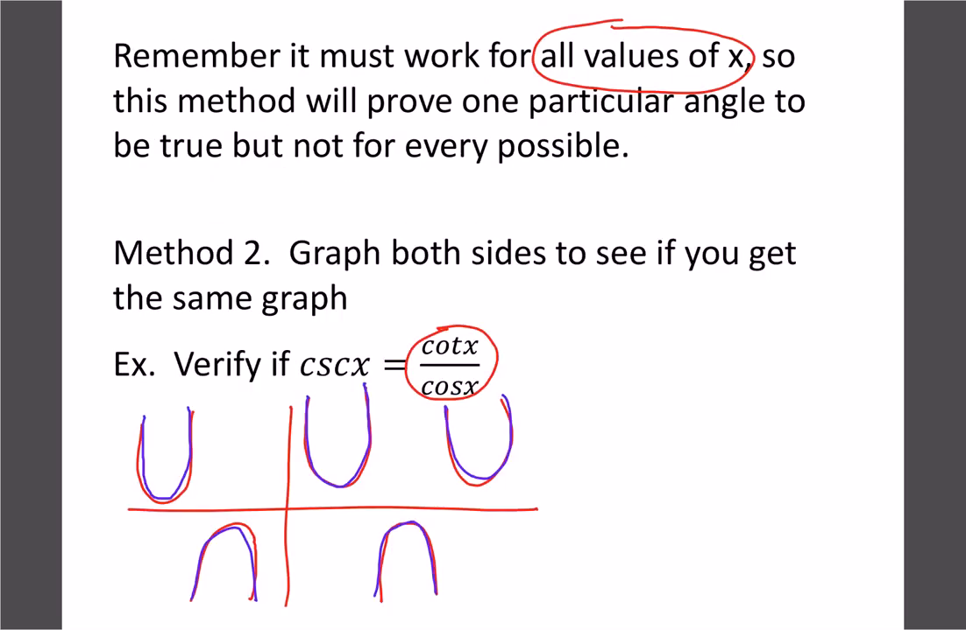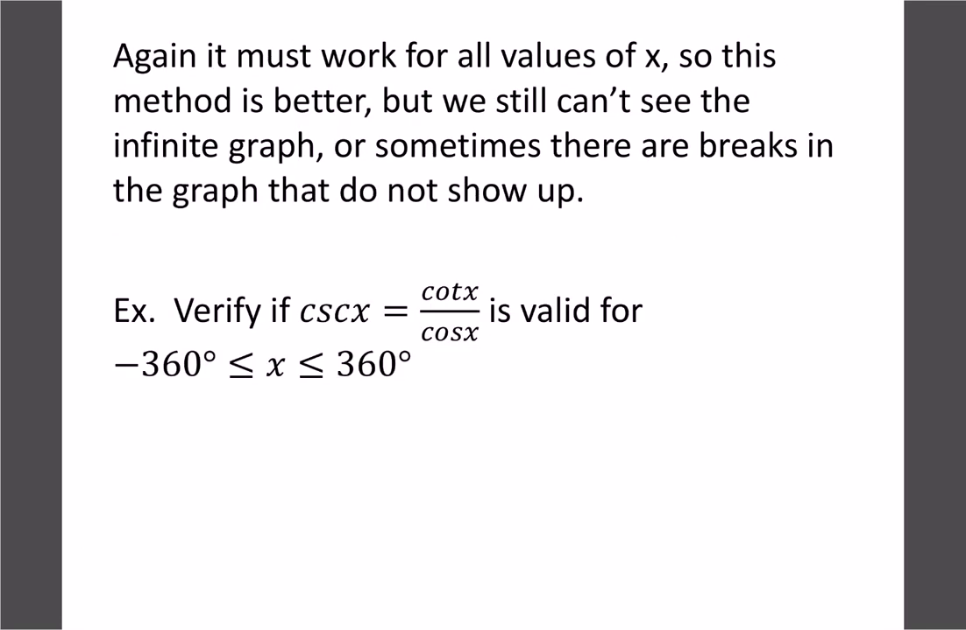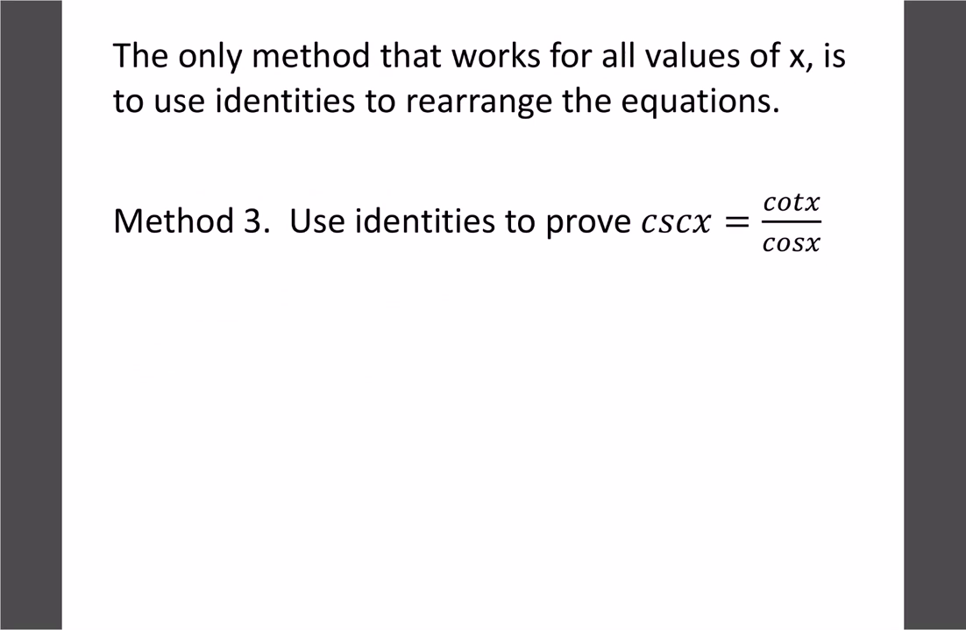So when we look at the graph, I just did maybe from negative 360 up to 360. That works for those ranges, but it doesn't necessarily mean it works for all possible values. So graphing is kind of like plugging in a number. It works for certain values, but not for everything. So what we want to do is prove this for any possible case.